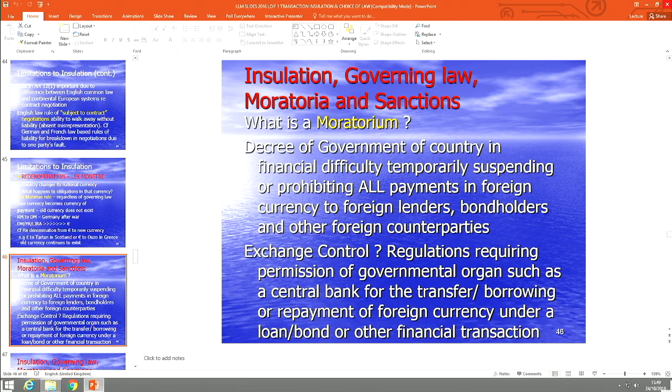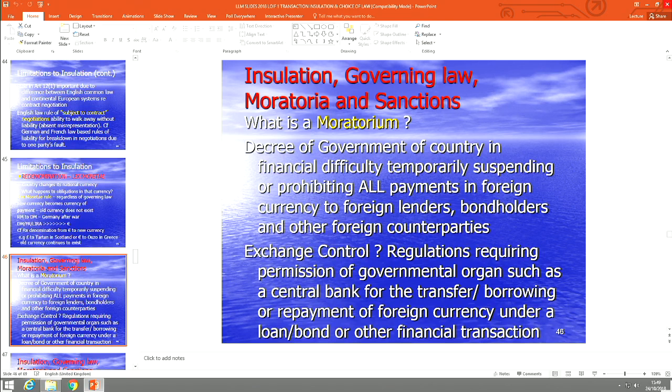That no payments to foreign creditors of any kind to be made in dollars or any other foreign currency until further notice. It's a long time since Argentina did that, but it's a temporary suspension. Greece threatened it but didn't do it, to impose a moratorium, saying we're not going to make payments in euros, but they did not implement it.